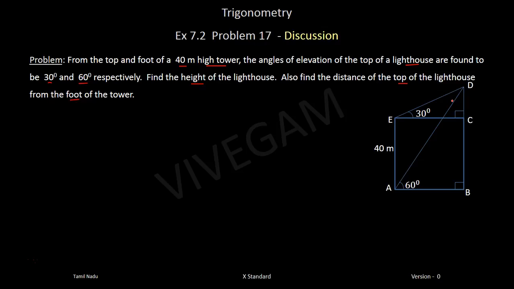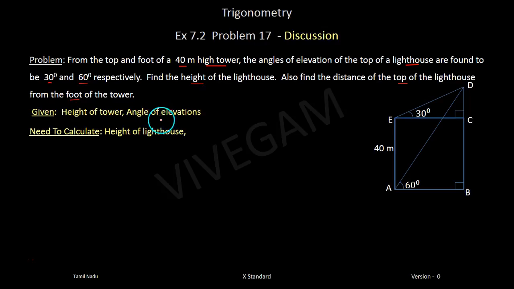So let's work it out. What is given? Height of the tower is given. The angles of elevation are given. Height of the tower is 40 meters and the angles of elevation are 30 degrees and 60 degrees. What do we need to calculate? The height of the lighthouse, which is BD here. Am I right? Next, what is the formula?